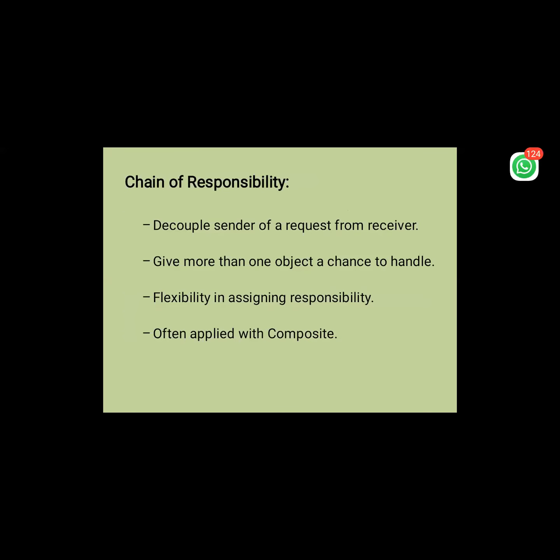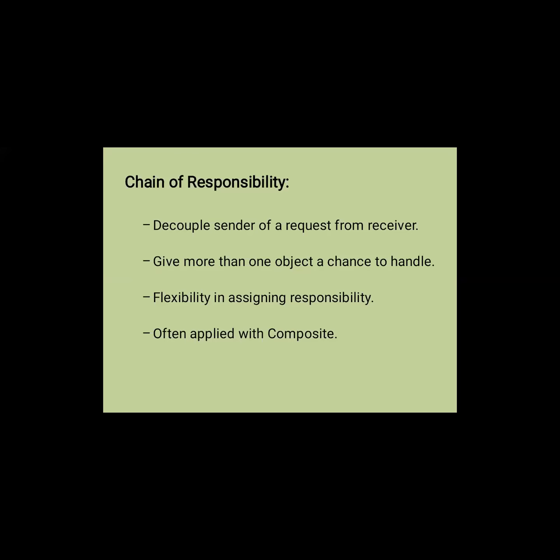Now we're discussing the chain of responsibility. Previously I mentioned: decouple the sender of a request from the receiver, give more than one object a chance to handle it, and flexibility in assigning responsibility, often applied with the composite. Here we have mentioned just the important points. First thing, decouple the sender of a request from the receiver.